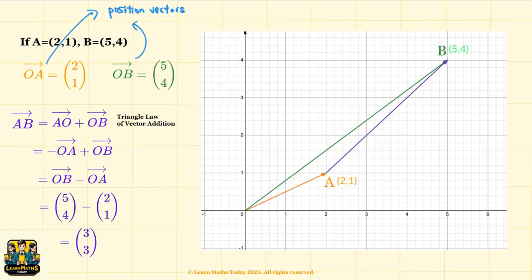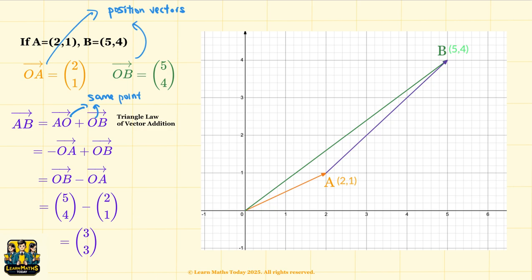Similarly, the position vector OB is the vector from the origin to point B. So vector OB equals (5, 4). Now, we want to find the vector from A to B, written as AB. According to the triangle law of vector addition, if you go from A to O and then O to B, you will get vector AB. So we have vector AB equals vector AO plus vector OB.